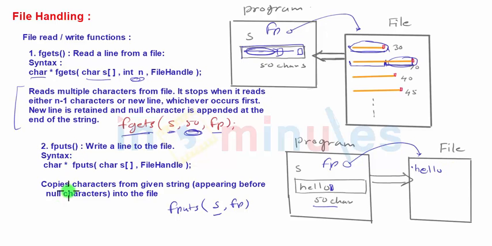So fputs copies characters from the given string into the file appearing before the null character. This simple function just copies the contents of the string into the file. It doesn't copy the null character. And if you run this command again and again, we can copy multiple strings into the file from our program. So in simple words, fgets is used to read a single string from a file, and fputs is used to write a single string into the file. Thank you.